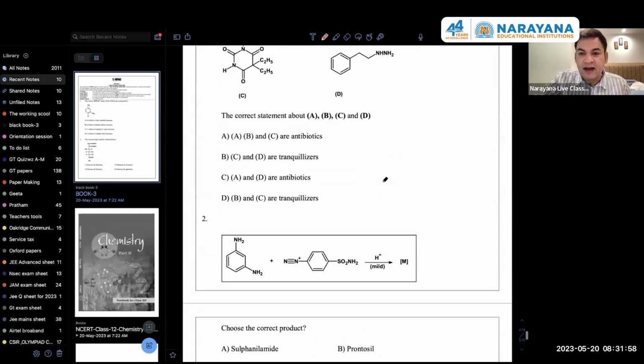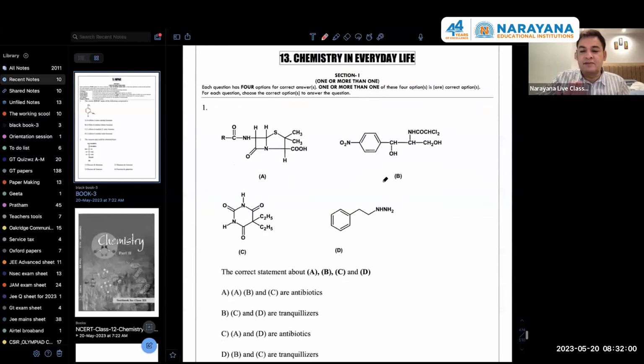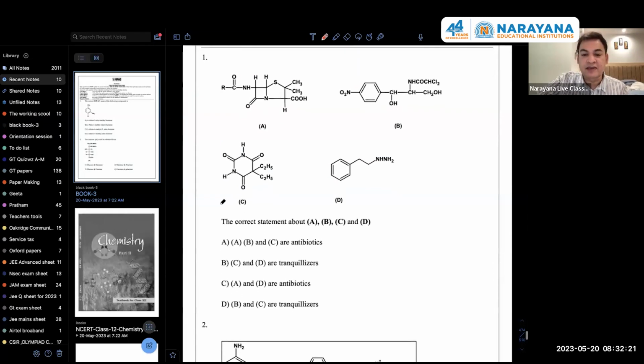So everyone has revised this topic. I'm starting with the questions. Few questions are easy only, you just need to identify the structure. I have opened the NCERT simultaneously as well. Wherever you get stuck, I'll show the chapter part. Right, so start with the first question of chemistry in everyday life.